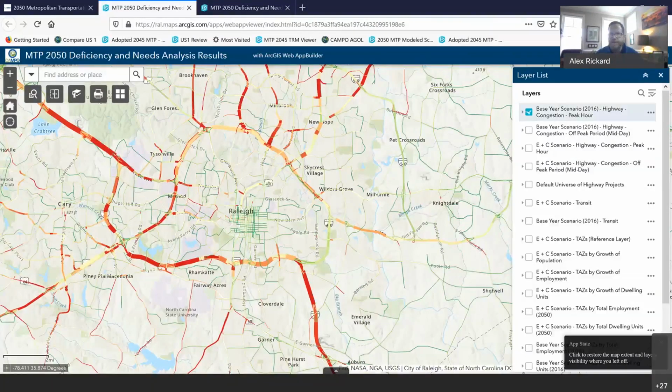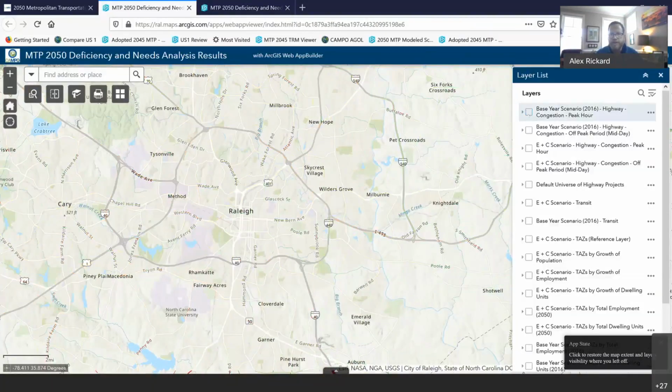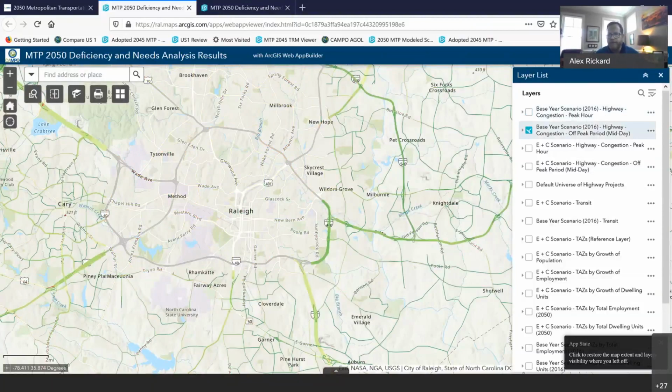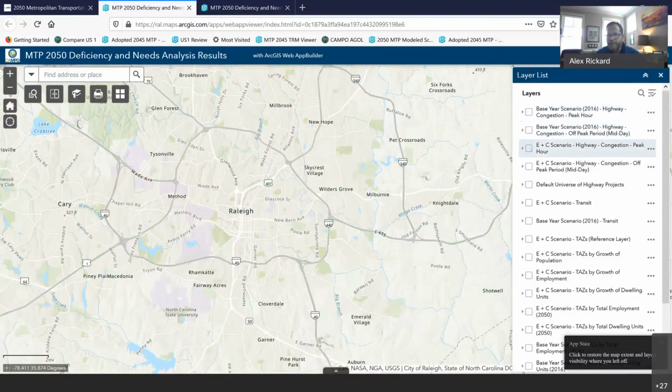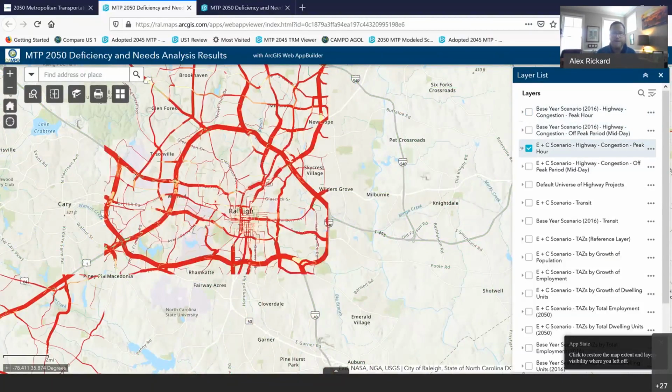So there's your peak conditions for base year. Of course, you have your off-peak or midday, lots of green there. We get down to that E plus C scenario.